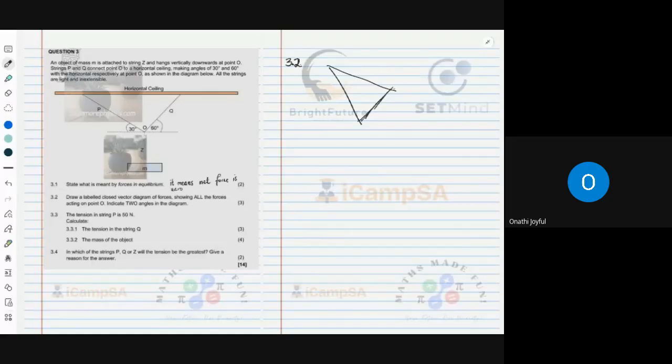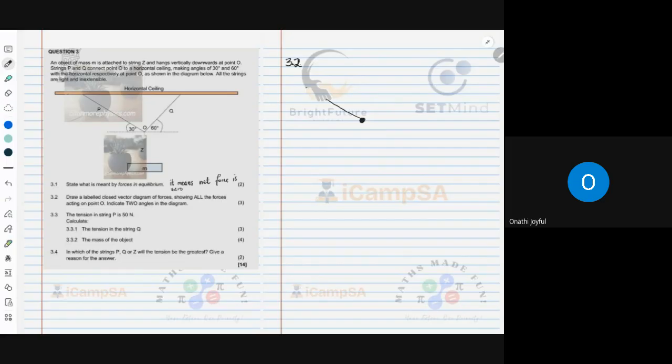So now this one, we know that these forces are at equilibrium, so we can do a net force diagram, right? A closed vector diagram. So in our closed vector diagram, like I said, we will have vector P. Actually, before we do the closed vector diagram, let's draw a free body diagram of this situation.